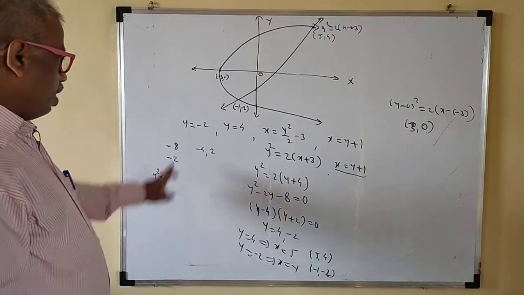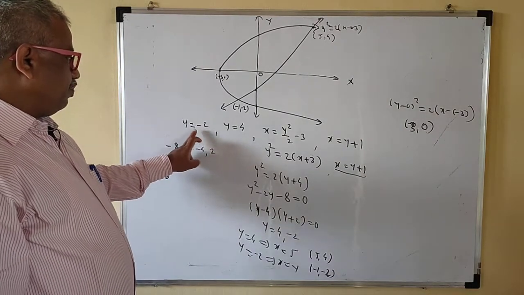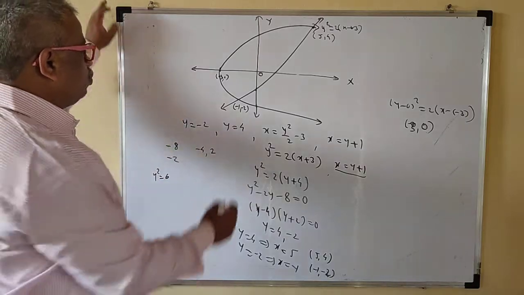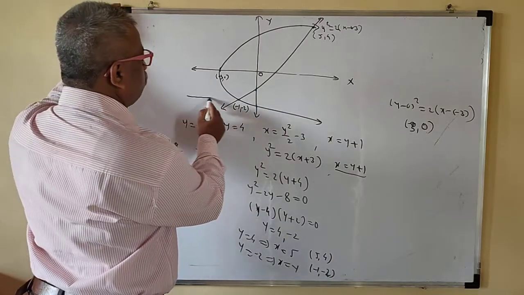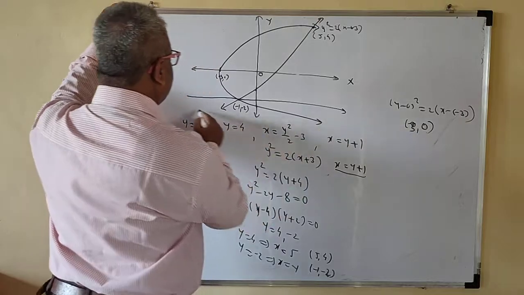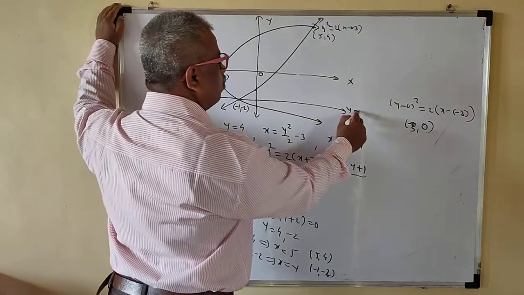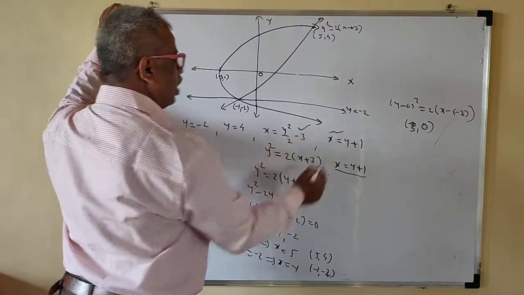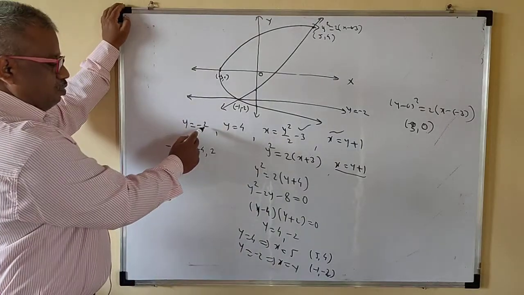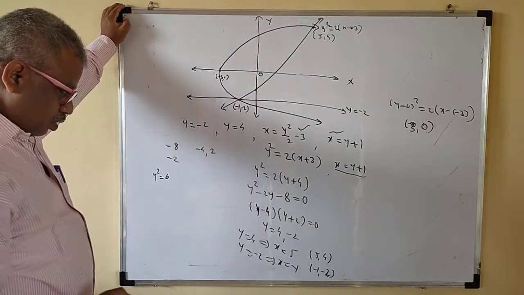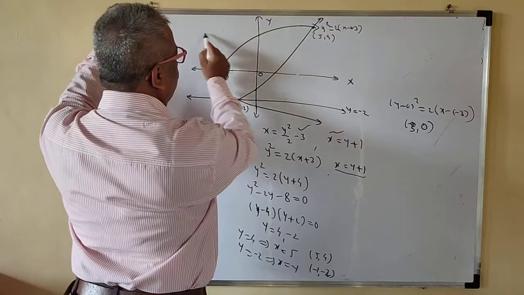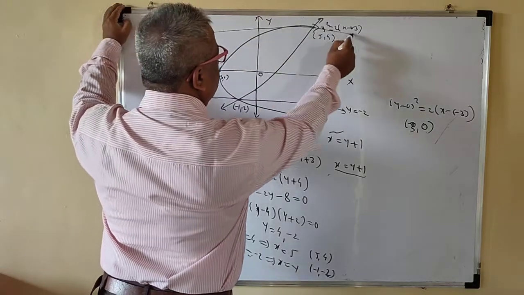Okay. Now, you have to draw this line y is equal to minus 2. You have to plot these two lines, y is equal to minus 2 and y is equal to 4. So this line is y is equal to 4. So this is your line.